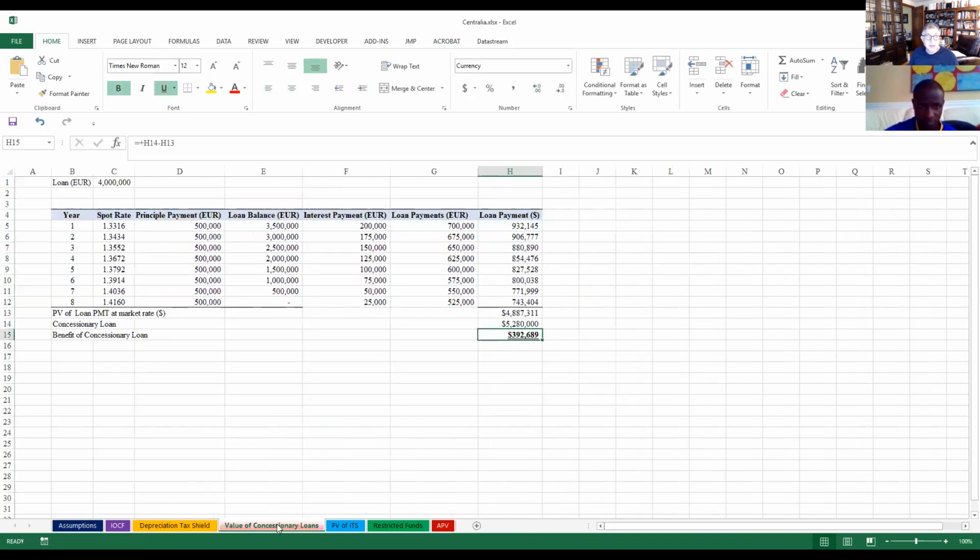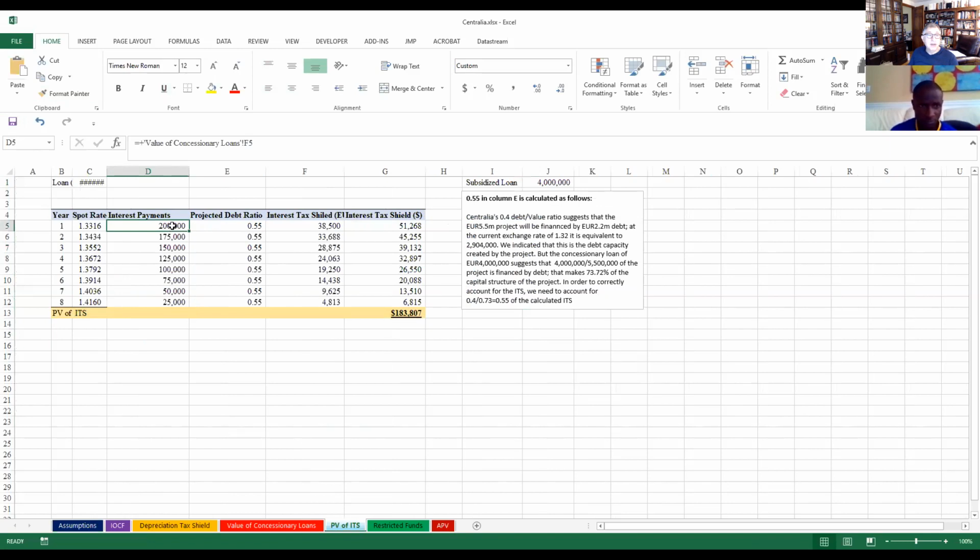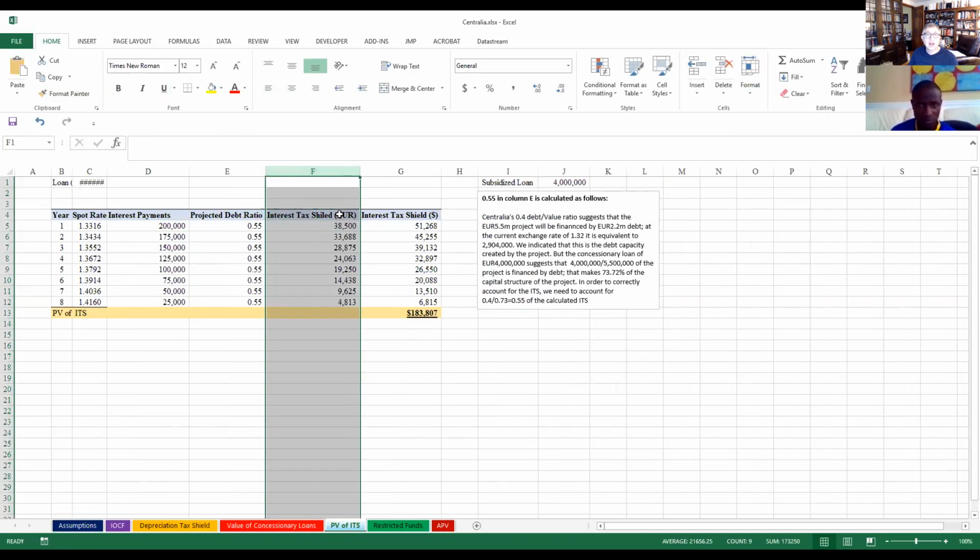So now we have that piece, and now we are going to calculate the present value of the interest tax shield. So how much this use of loan is going to contribute to the value of the project. Here, these are the interest payments that we are going to make in euros. We are going to convert these into interest tax shield in euros. So this is this column. This column has the interest tax shield in euro terms.